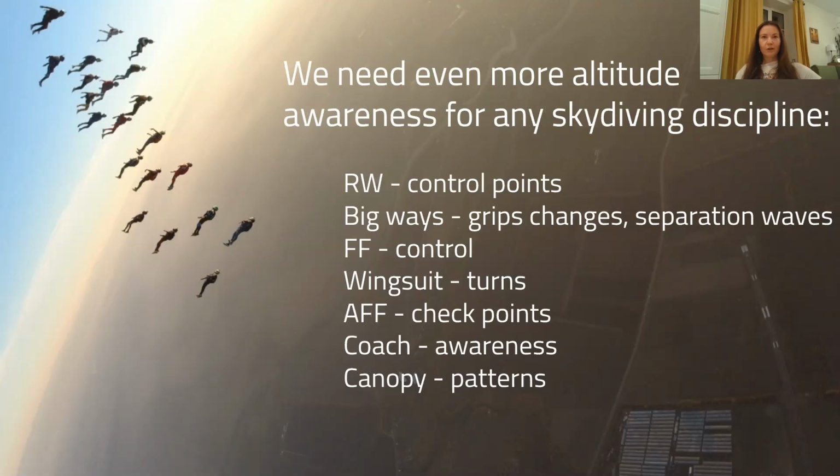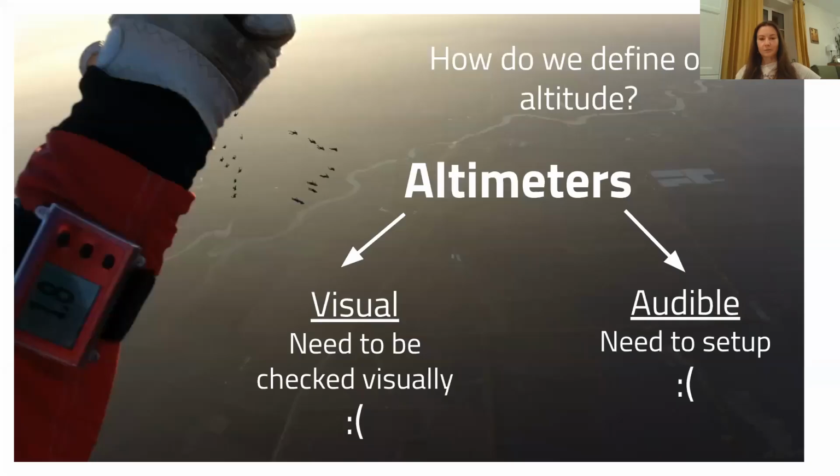So for all of our jumps, we need to know our altitudes. How do we define the altitude? We use altimeters. And there are two kinds of them, visual and audible. Visual altimeters, which we have to check visually, and audible, which we need to listen to during the jump. This couple of altimeters works well. Everybody uses them.